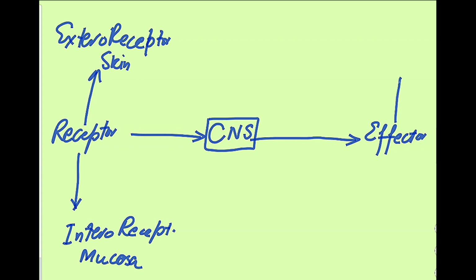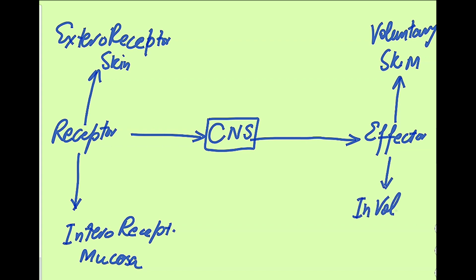Likewise, effectors have two categories. It can be a voluntary effector like the skeletal muscle, and it can be an involuntary effector like the smooth muscle, the cardiac muscle and the gland.